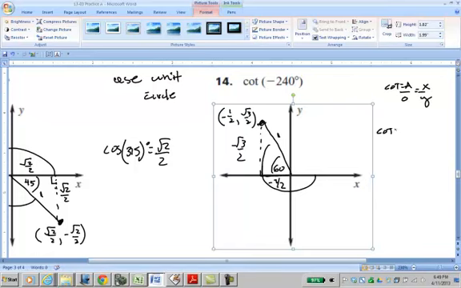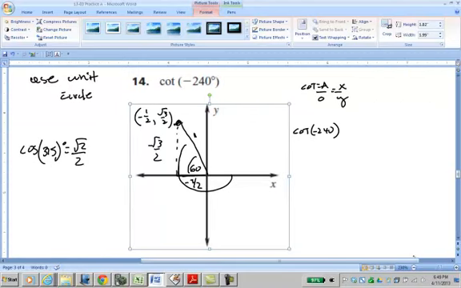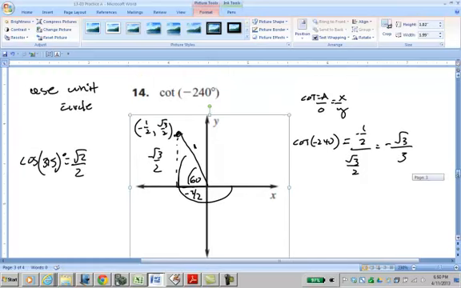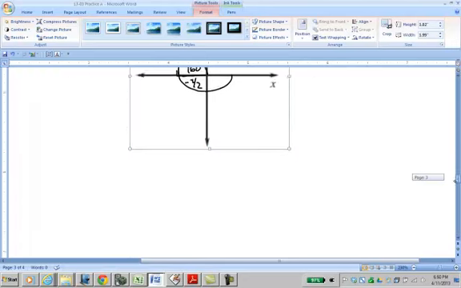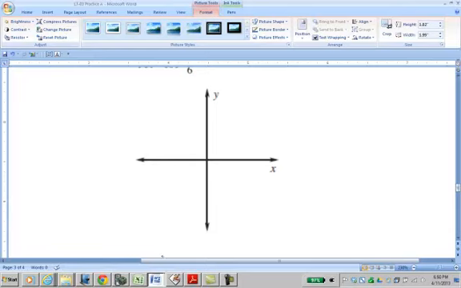So the cotangent of negative 240 is going to equal negative 1/2 divided by the square root of 3 over 2, which is going to equal negative root 3 over 3. Now notice that's the tangent for 30 degrees, 30-degree reference, and it's the cotangent for a 60-degree reference. All right, so let's go over here.